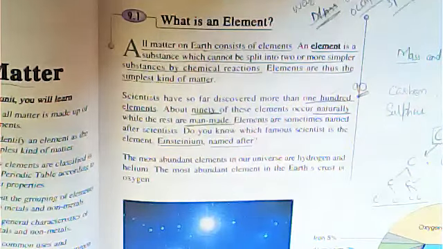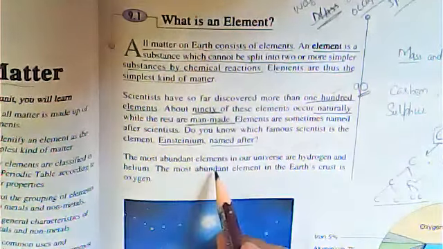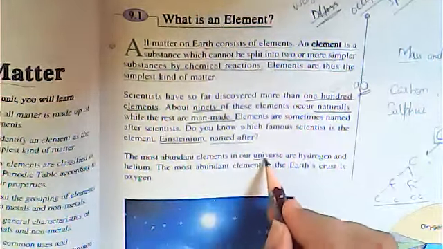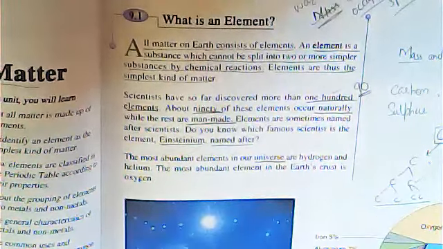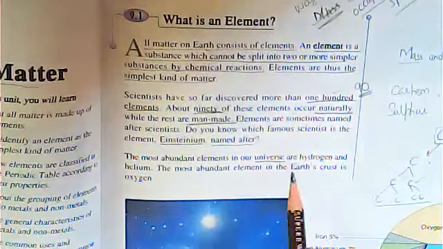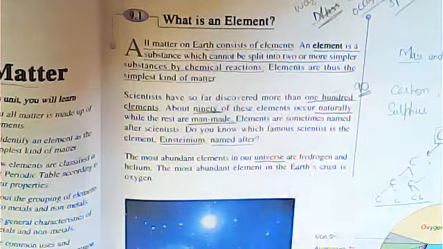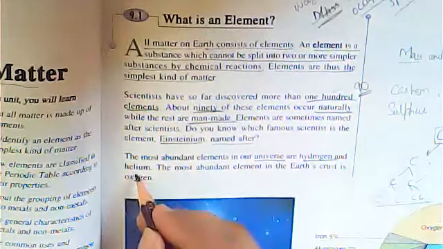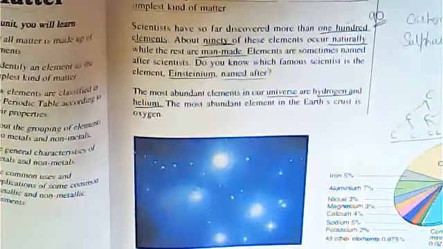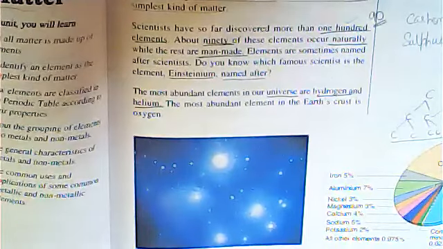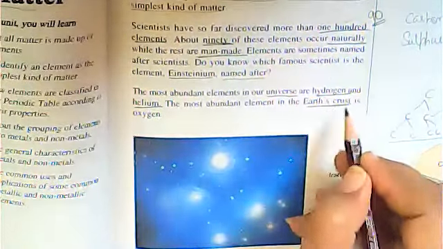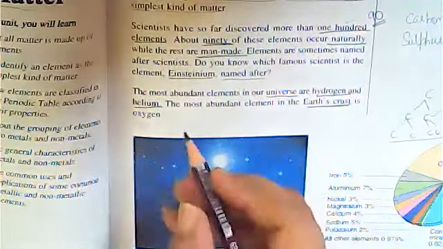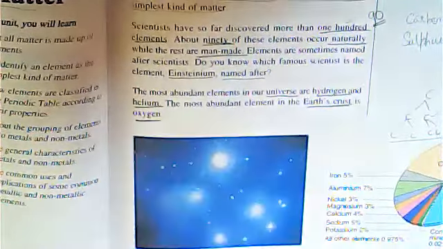Okay, very good. The most abundant element in our universe, if we talk about our universe, okay, we are not talking about the earth, we are talking about the universe. In the universe, the most abundant elements are hydrogen and helium. And if we talk about the earth crust, the most abundant element in earth crust is oxygen. Okay, so this is important.